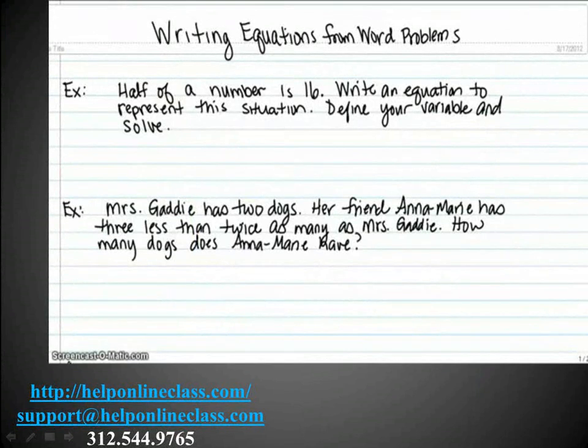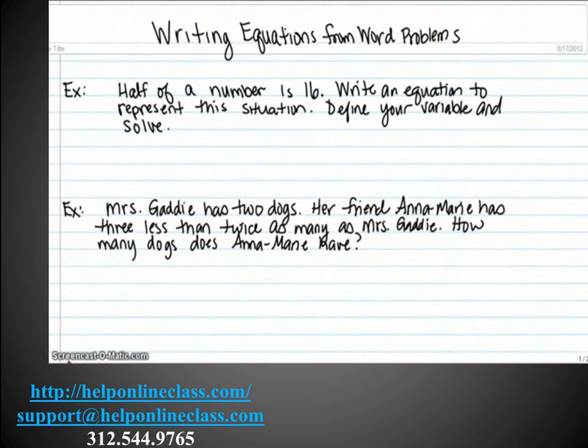We would like to sometimes write equations from word problems so that we can actually solve some real-world scenarios. At this point in the game, our real-world scenarios are not that interesting, but as we move through math, through high school, your word problems and real-world situations will definitely become a lot more interesting. All right, so for the first example, it says half of a number is 16.